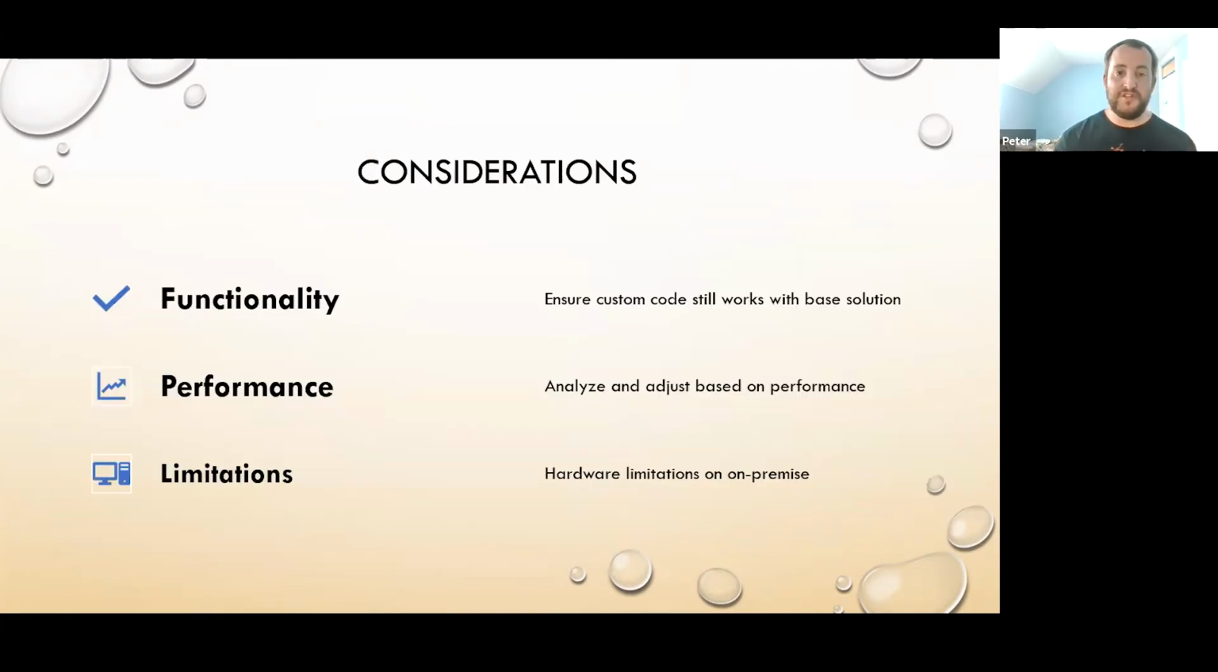So some considerations for you if you ever go down the customization route: just ensure that your code still works against the code base, and follow the best practices that are offered. Also look at performance. You may want to ensure that you're using the best practices based on what the vendor suggests, so things like lazy loading, where you load what you need rather than everything. And also just be aware of limitations. If you're going on-premise, hardware is an expense and it can eat into your budget incredibly quickly.